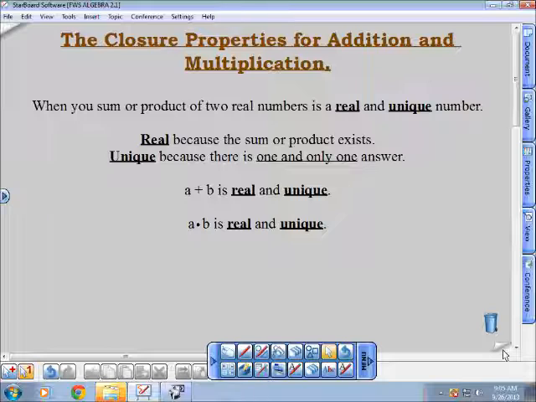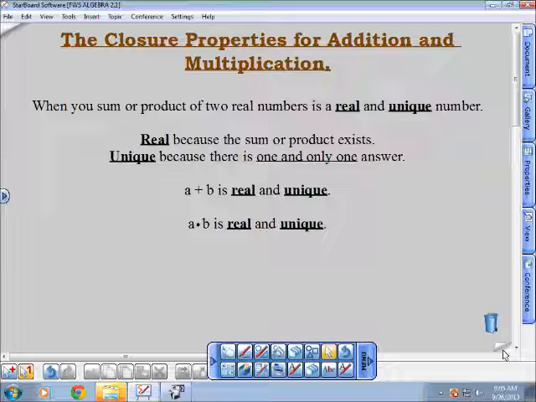Okay. So the first one is the closure properties of addition and multiplication. Closure properties just means this. If you add 2 numbers, or if you multiply 2 numbers, because that's what the sum or product is, right? The sum means you're adding 2 numbers, and the product means you're multiplying 2 numbers. So if you add 2 numbers or you multiply 2 numbers, you're going to get a real number, and it's going to be a unique number.